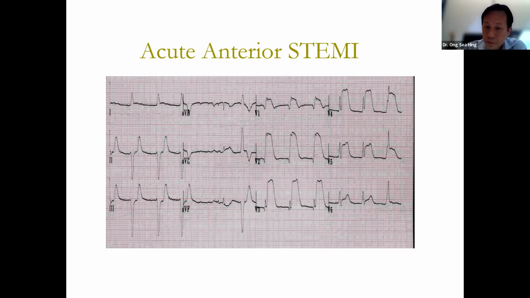Okay, and occasionally you see reciprocal ST depression in these leads here, but this patient actually has some junctional rhythm or idioventricular rhythm that came out here, and therefore this is not sinus rhythm, but as the ECG goes along, it goes back into sinus rhythm over here. Okay, so this is an anterior ST elevation myocardial infarction.